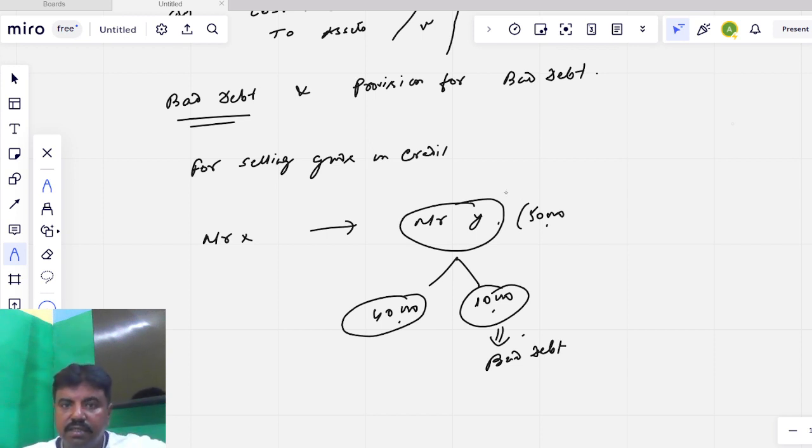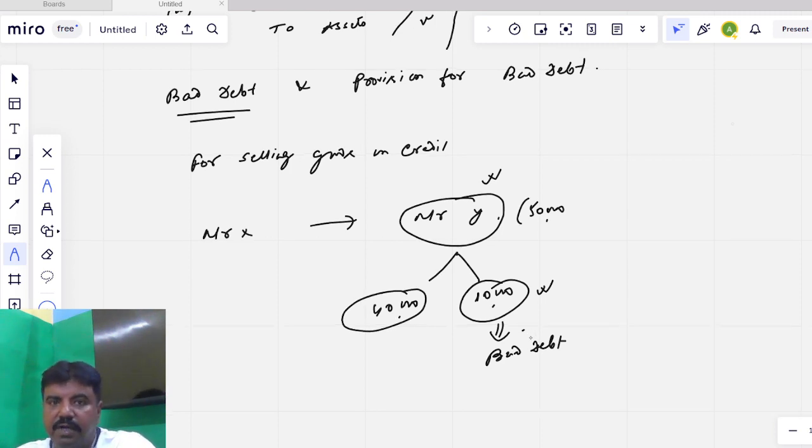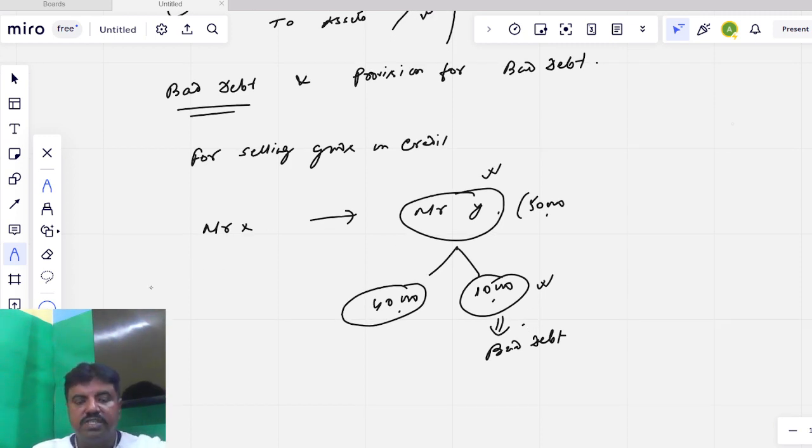Who is my debtor here? Mr. Y, because I sold goods to him on credit. And what is the irrecoverable portion? The irrecoverable portion is the 10,000, which is bad debt. Now, what journal entry will I pass? When I sold goods to Mr. Y, the entry is Mr. Y account debit to sales. That is the entry when I sell the goods.